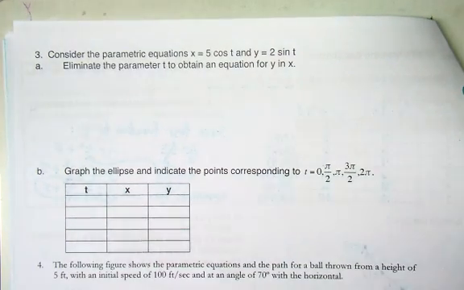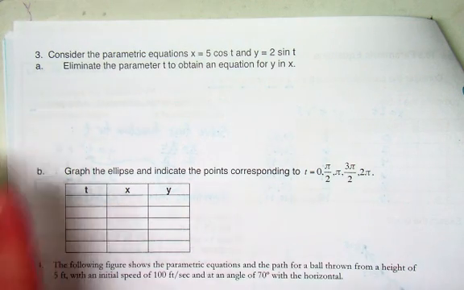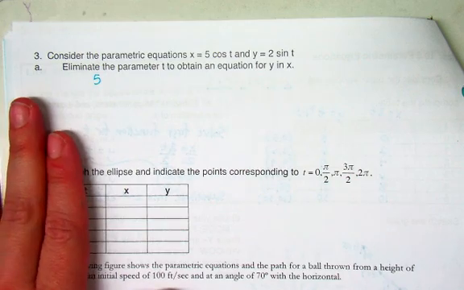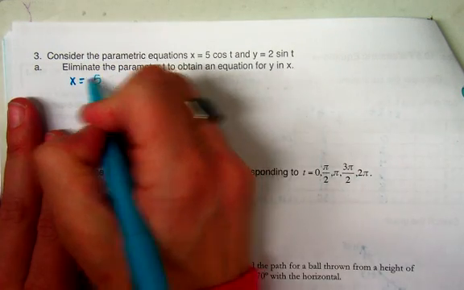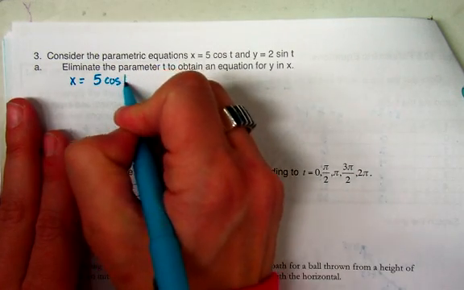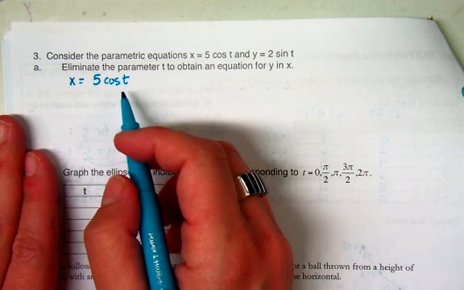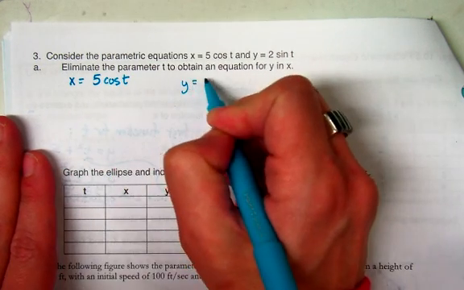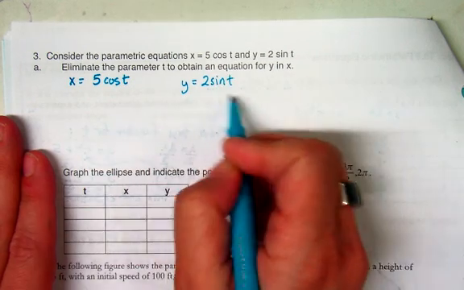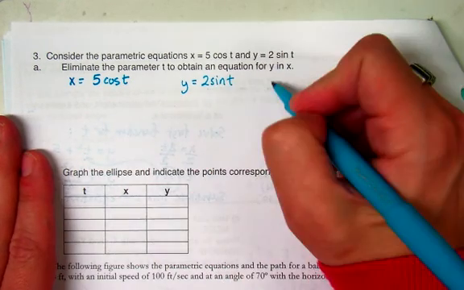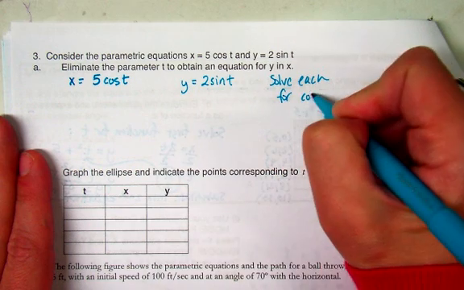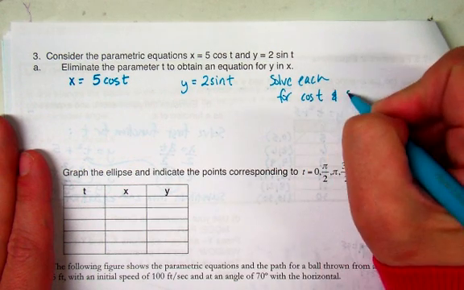All right, so what we're going to do here, it's kind of the same idea, but we're not going to solve for t. x equals 5 cosine of t. Rather, we're going to solve for cosine of t. And then we're going to do the same thing for the second one. We're going to solve for sine of t. Okay, so you're going to solve each for cosine and sine.